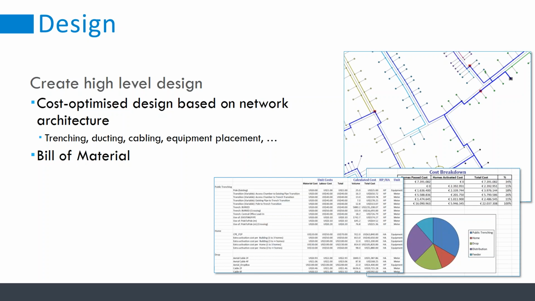And what we want to do in this design stage is locate all of the trenching, estimate all of the ducting and the cabling that is needed for connecting all of the homes in our area. And as one of the outputs of this stage, we want a detailed bill of material so that we know what the volume of equipment is that we will need to order and what the total price of our project will be.